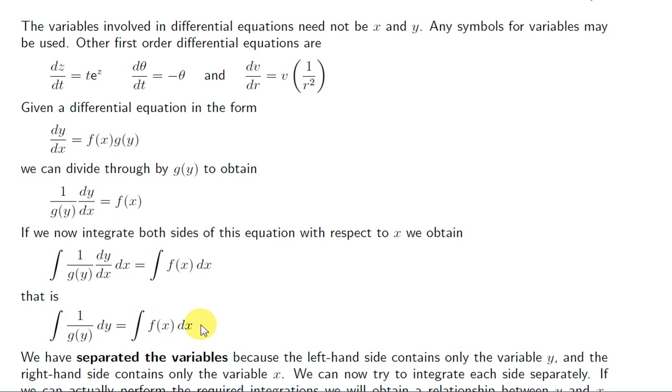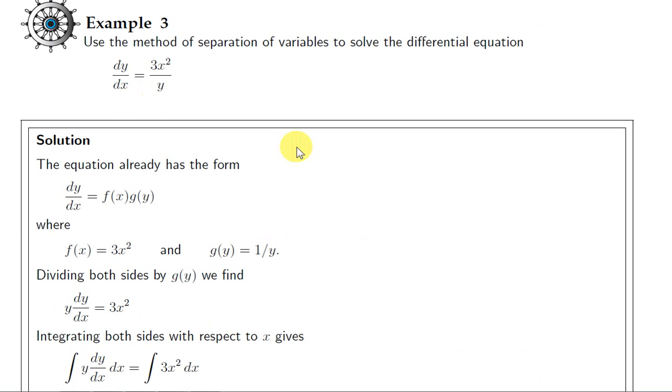So we have y on one side, x on the other side, and then we just stick an integral sign in front of both sides. So we have to integrate 1 over g(y) with respect to y, and we have to integrate f of x with respect to x. Let's take this example here, dy/dx equals 3x squared over y. We can see the right hand side can be written as a function of x times a function of y. So we can write it as 3x squared times 1 over y.